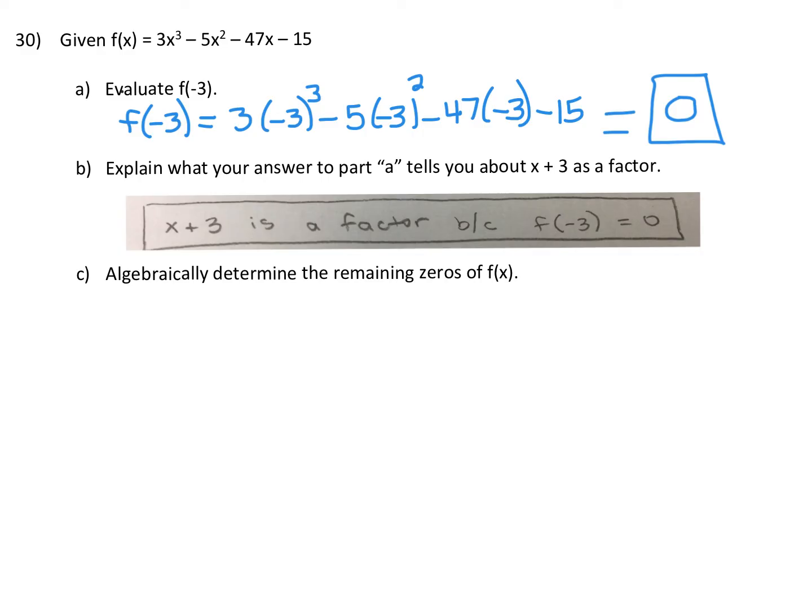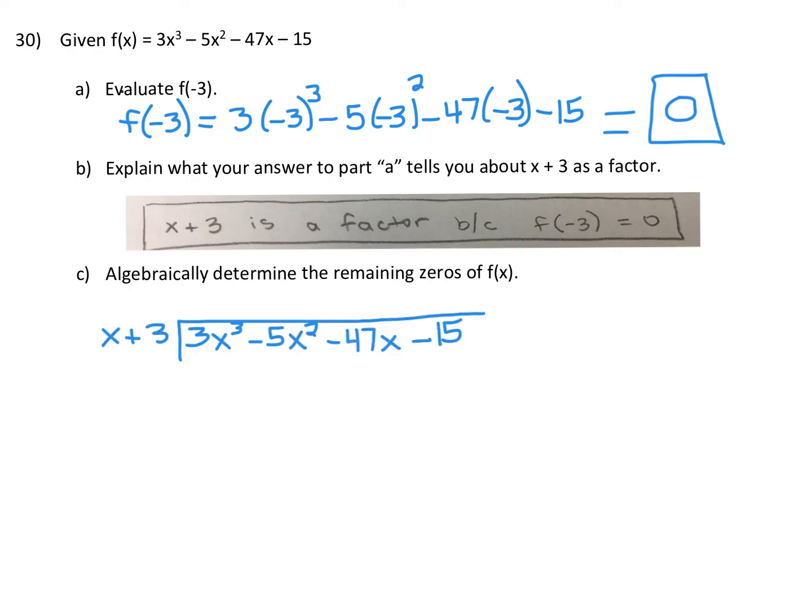Now it says to algebraically determine the remaining zeros. If we want to find the remaining zeros, we just have to find the remaining factors, and then we could set those equal to 0 and make a t-chart and solve. Since we know that x plus 3 is a factor, doesn't that mean that it divides evenly into our original expression?